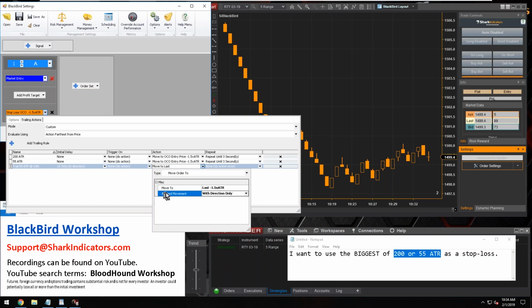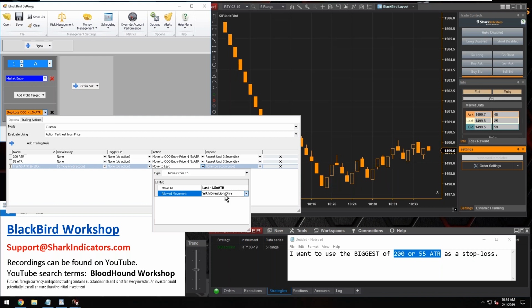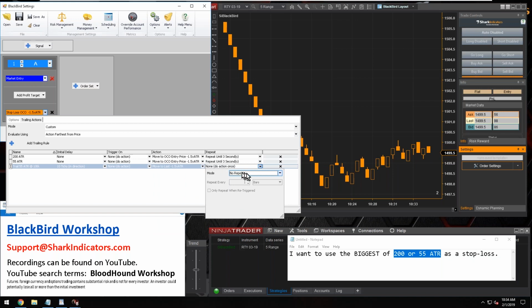And this time, for the allowed movement, if we want this trailing rule to actually tighten up your stop loss, we want to make sure that the allowed movement is with the direction of the trade only. This means the stop loss is only going to move with the direction of the trade. So if your trade is a long trade, then the stop loss can only move upwards, with the direction of the trade. Then we need to come down here to repeat and set this to repeat indefinitely. And so now this trailing rule can keep moving once per bar.